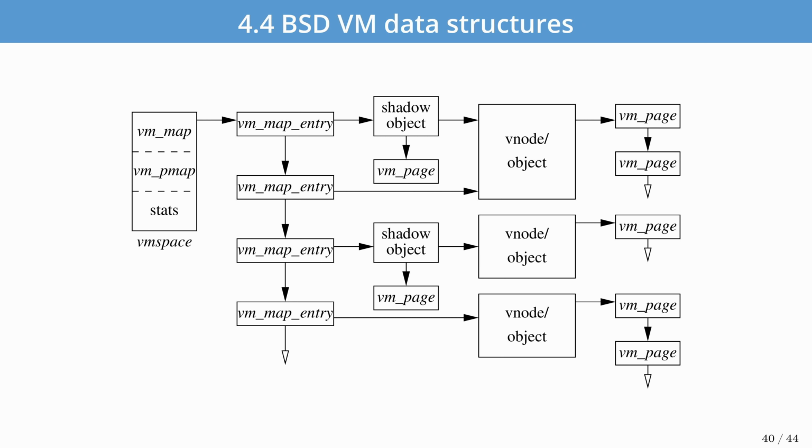So let's look at a diagram to see how this structure works. Here we show on the left the VM space, the vMap, the Pmap, and the statistic structures. The vMap, as I mentioned, points to a bunch of vMap entries that then point to objects. The shadow objects being first, and then eventually backed by some kind of object underneath that's a vnode or an anonymous memory object. And that'll point to the VM pages that represent the actual data used by the process.